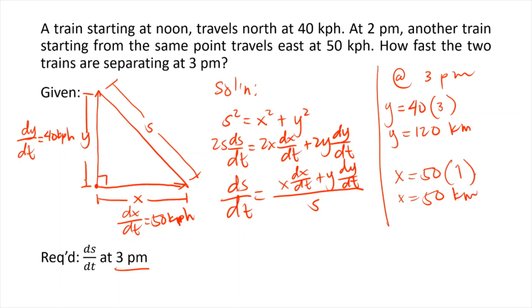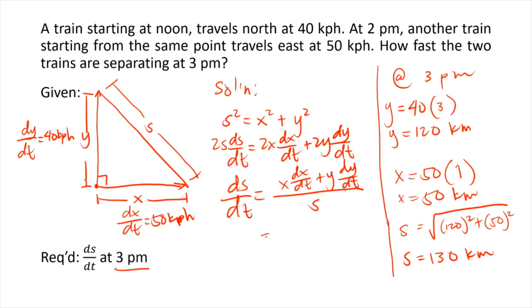And then s at 3 p.m. So s is the square root of 120 squared plus 50 squared. So s is equal to 130 kilometers.